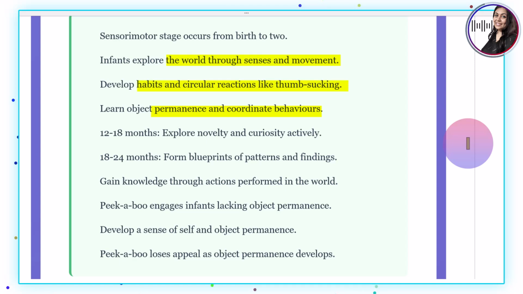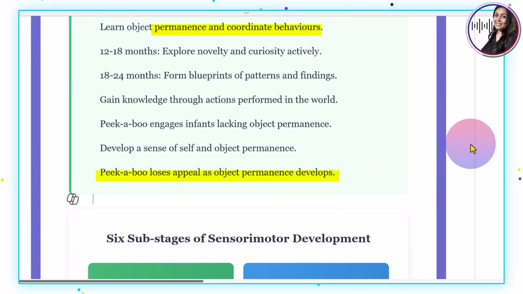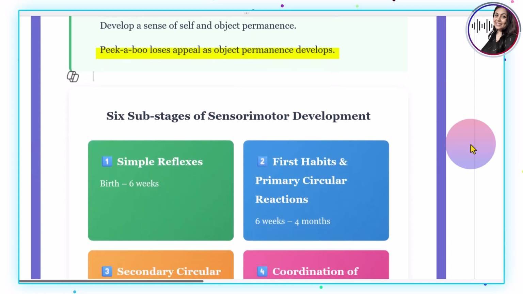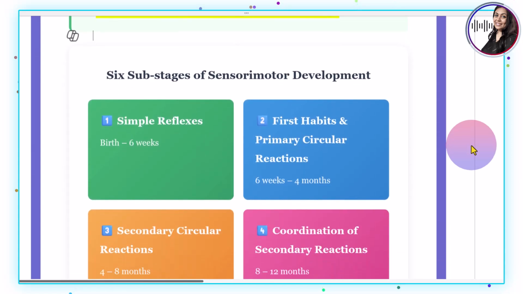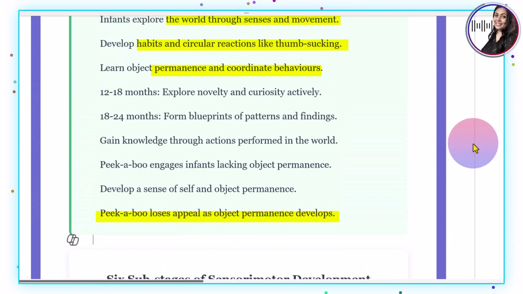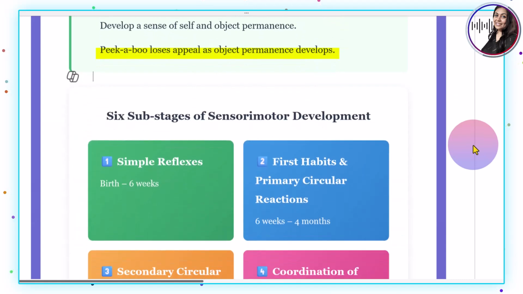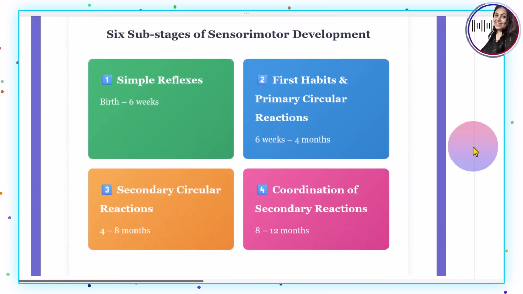Games like peekaboo are engaging only until object permanence develops. Once infants understand permanence, the game loses its novelty. This stage is entirely action-based, and learning occurs through reflexes, sensory experiences, and motor actions, a point that has been repeatedly asked in exams. Logical and goal-directed thinking does not yet occur at this stage. It begins later during the pre-operational and concrete operational stages.